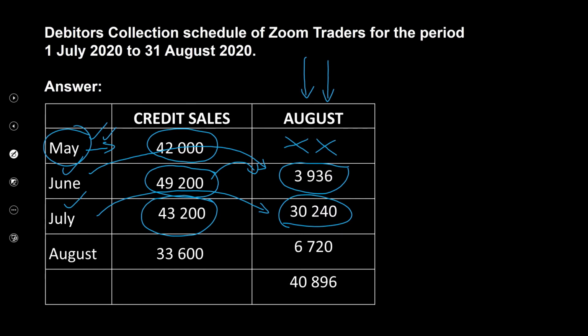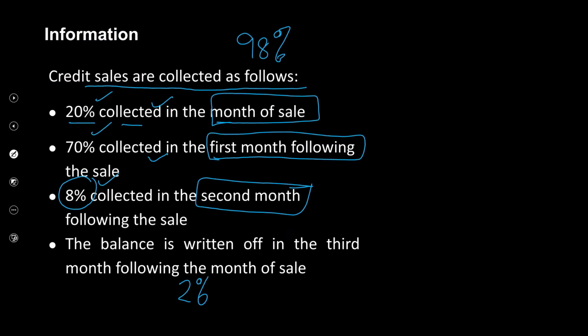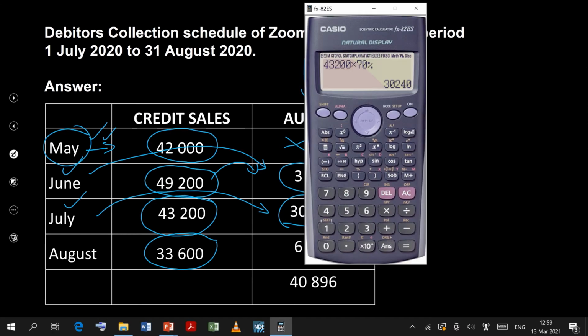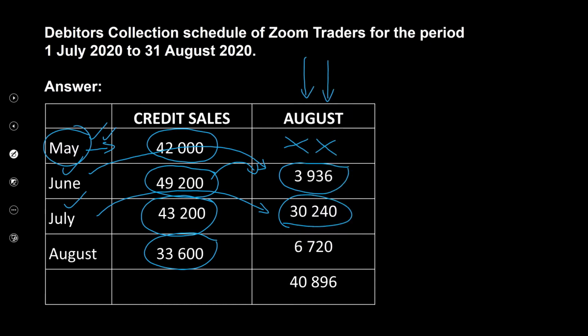August, my credit sale was 33,600. So immediately I go back to my provisos. What was it? 20% in the month of sale. Therefore, let's take our 33,600 times the 20% in the month of sale. Looking at my calculation, 6,720. And here we go, it will impact in August, and the amount is 6,720.